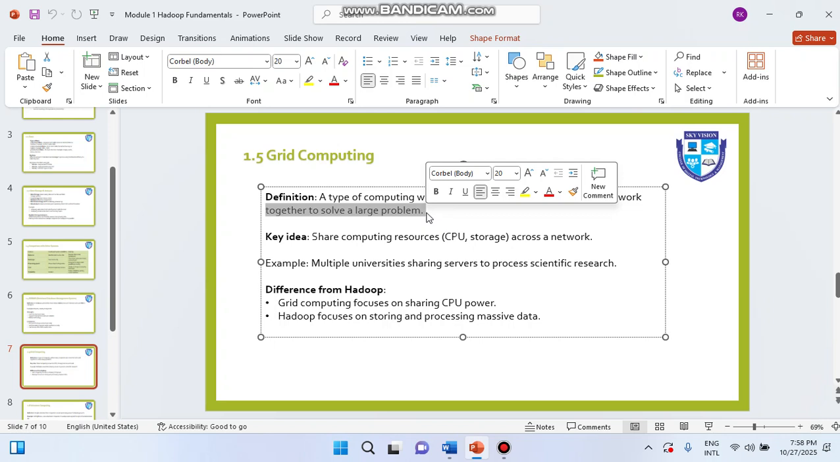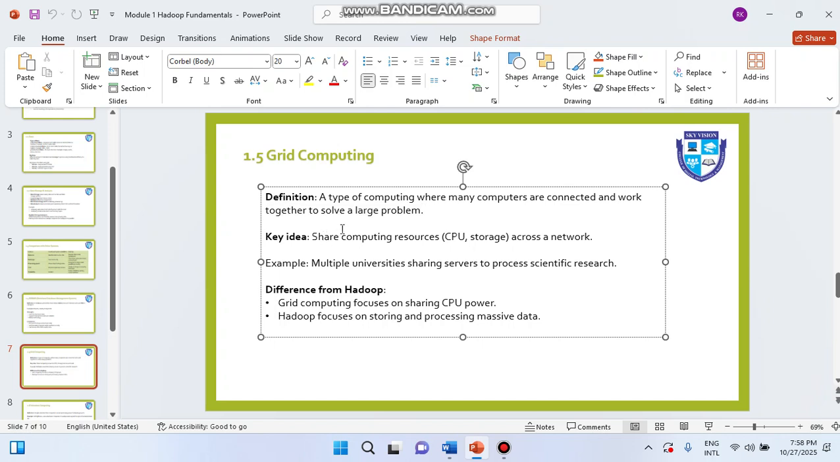Because if I have one computer or one super machine, it is still hard to store the data inside of it, right? So we need another approach, called the grid system. Grid means storing in multiple computers. We also call it distribution. So what exactly is distribution? Let me give you the key idea about that: share computing resources like CPU and storage across the network. Are you getting it or not?